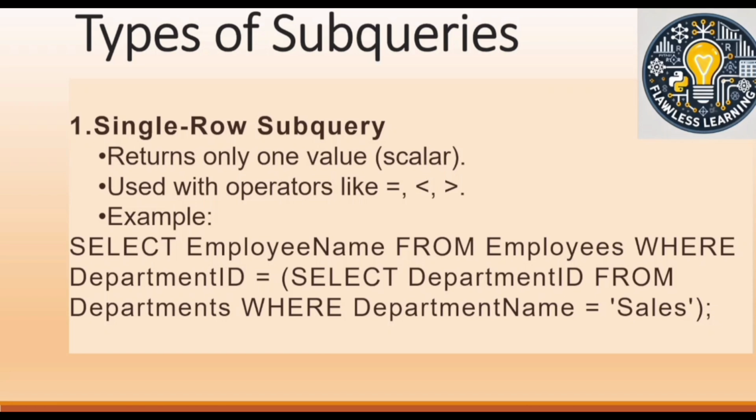So what does this query actually do? Basically, the query first goes for the inner query. We select the department ID from the department where the department name is sales. That is, we get the department ID whose department name is sales. Now after getting the department ID, we go for the outer query: select employee name from the employees table where the department ID is that department ID whose department name is sales. That kind of thing happens here.